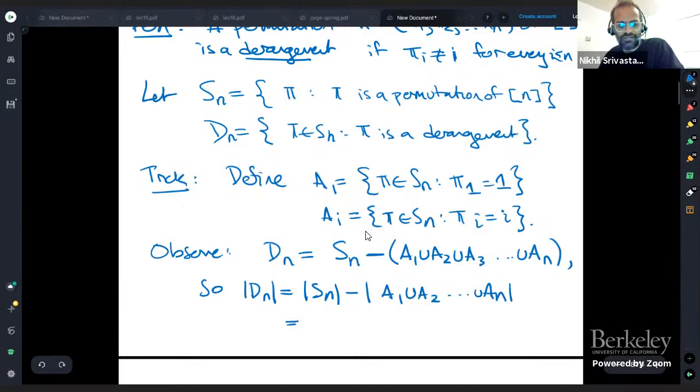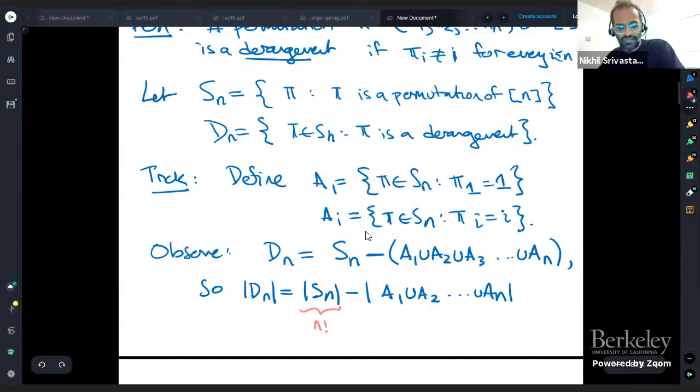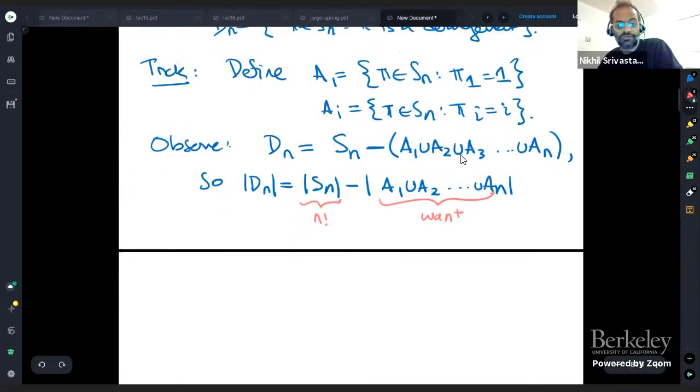Now, we know the cardinality of the first set, right? What's the cardinality of Sn? Shouldn't it just be n factorial? N factorial, the number of permutations of n elements. So if we can estimate the cardinality of this union, we'll have the number of derangements. So now we're ready to do inclusion-exclusion.